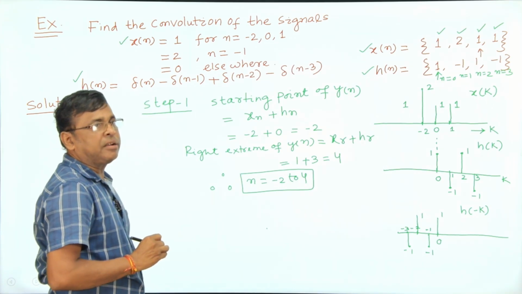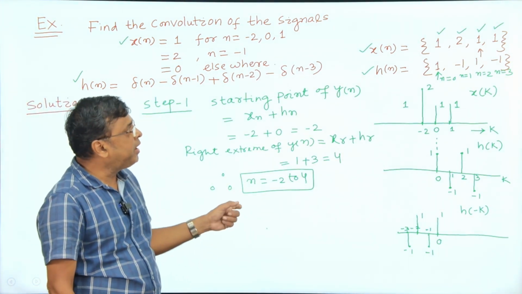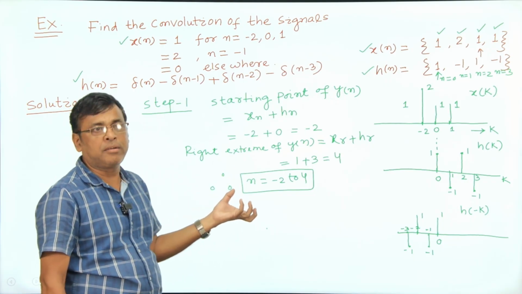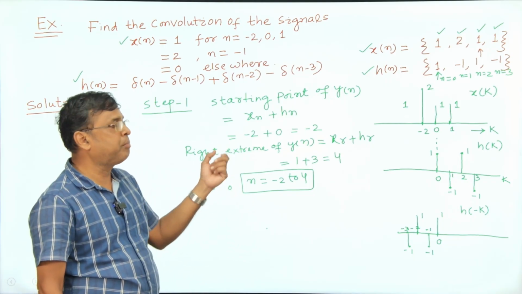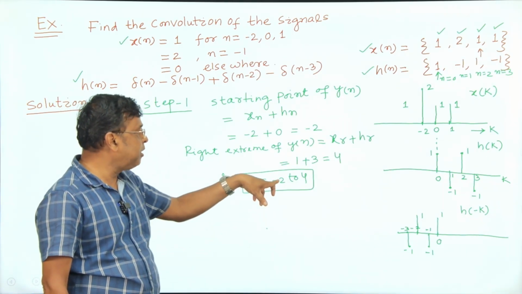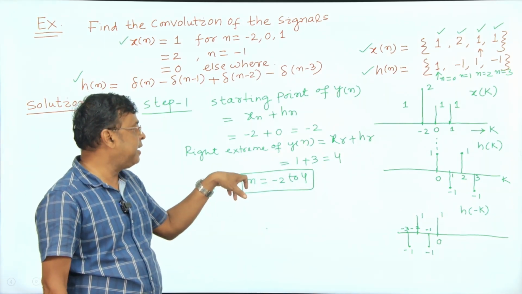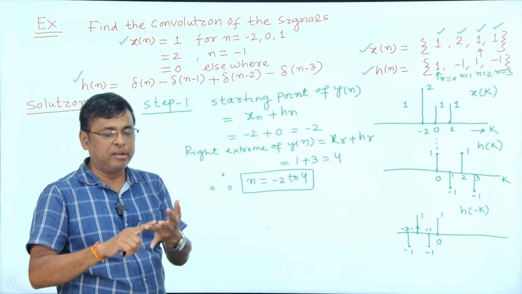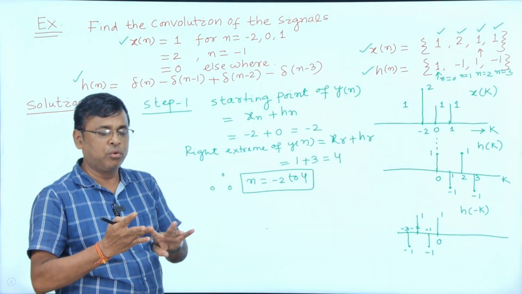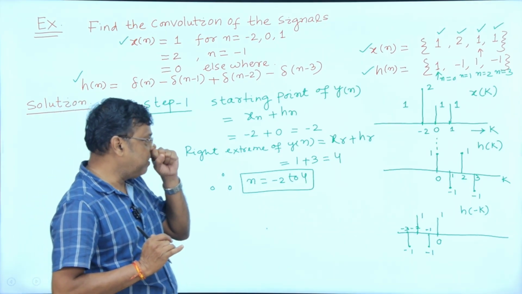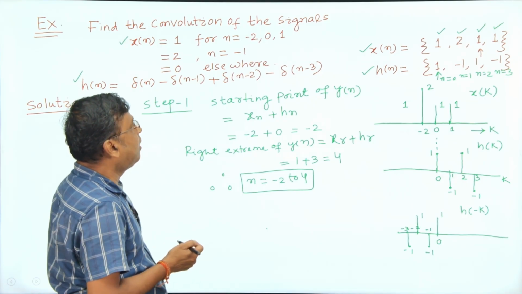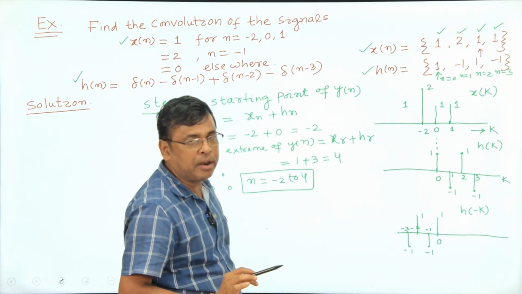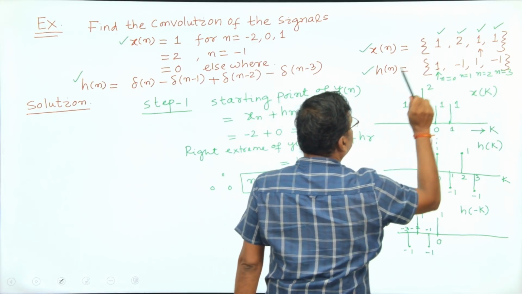It is very important. First of all, we have to find the range of y of n. Then we decide where to start the convolution of x of n with h of n. That's why the starting point of n must be -2 for y of n, and the ending point of y of n is n equal to 4. The length is -2, -1, 0, 1, 2, 3, 4. How many? That is 7. The length of x of n is 1, 2, 3, 4. First of all, you calculate the number of samples. X of n has 1, 2, 3, 4. And h of n length is what?